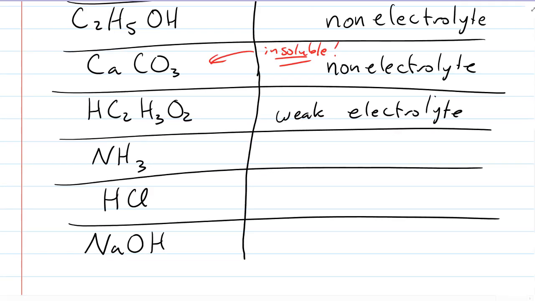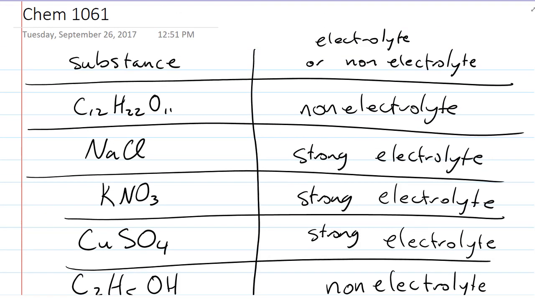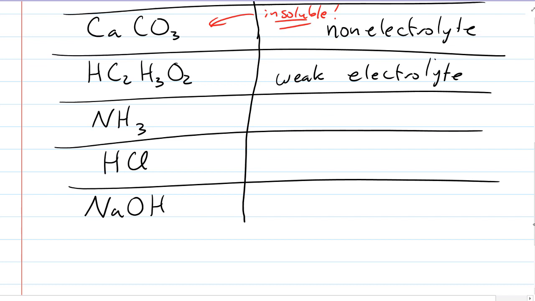And the previous ones we did here were all strong electrolytes. So strong, strong, strong. And a strong electrolyte is one that strongly conducts electricity. That means there's a very strong current that passes through. Let's try NH3.